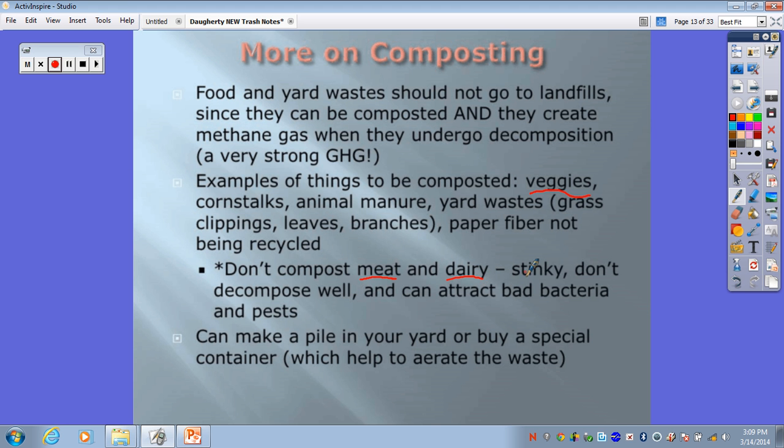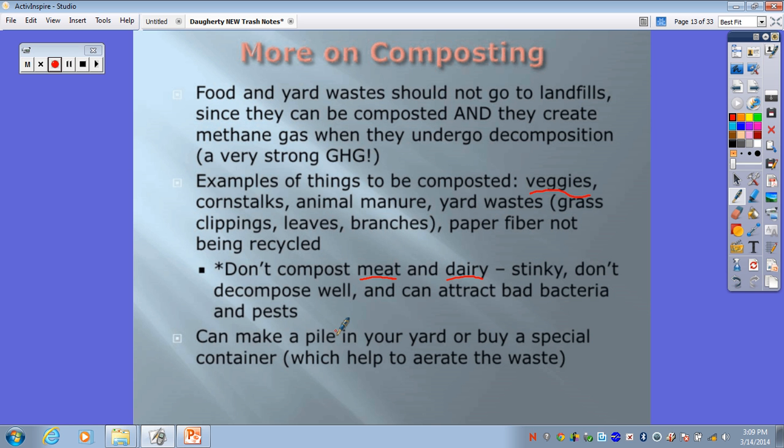Things we don't want to compost would be any leftover meat and dairy products. For several reasons, they're very stinky. They would make your compost pile smell really bad. They don't decompose well, and they can actually attract bad bacteria and pests. So you don't want to do that. You just want to be doing basically leftover plant material.